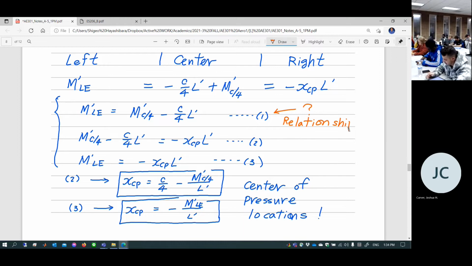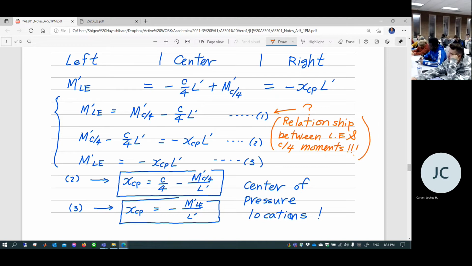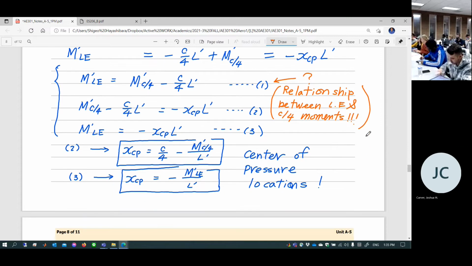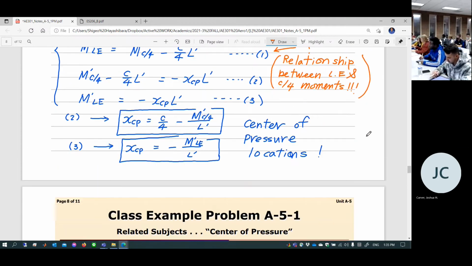Okay. Relationship between leading edge and quarter chord moments. Important information, people actually forget about it. Okay. Any questions here? So this is called center of pressure location along the chord measured from the leading edge. So we are going to move on to the next page. Let's just find out actually center of pressure locations. Okay, next page. Can we move on? Yeah.